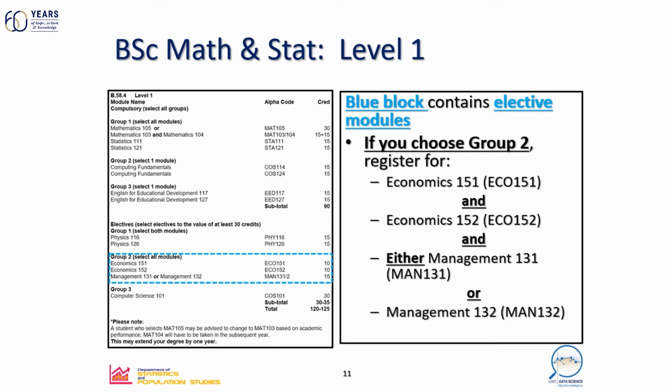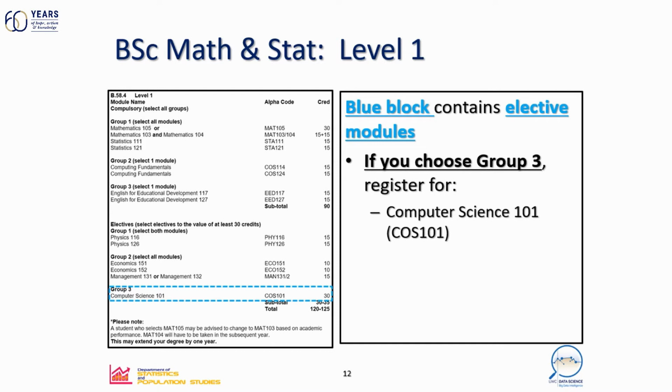But then you will have to choose between Management 131, which is offered in the first semester, or Management 132, which is offered in the second semester. Perhaps you always had a special interest in computers. Then you might consider choosing Group 3. This one is an easy one. You simply have to register for Computer Science 101.